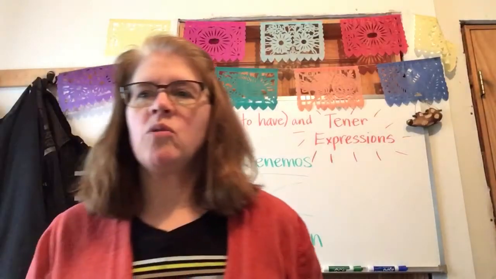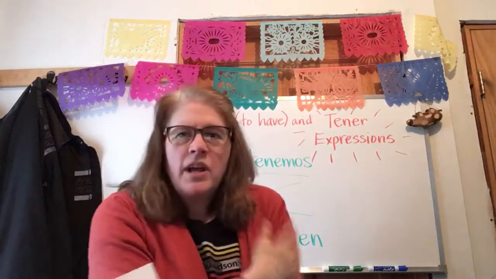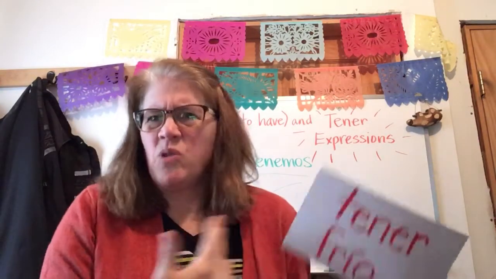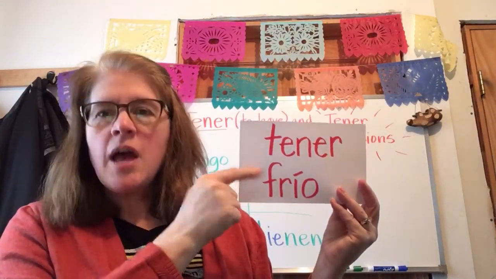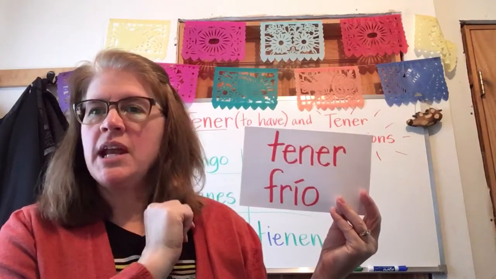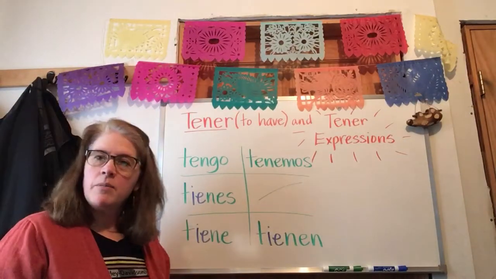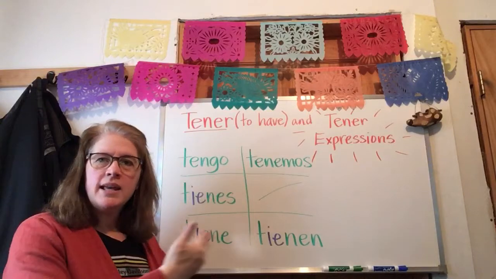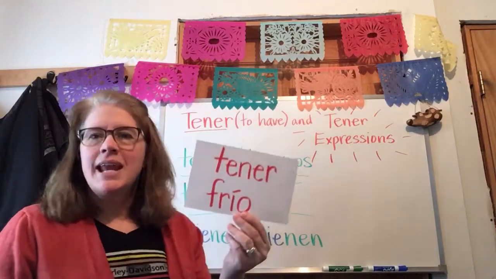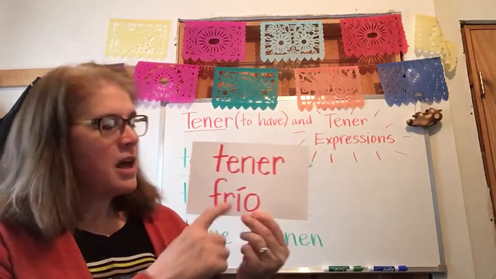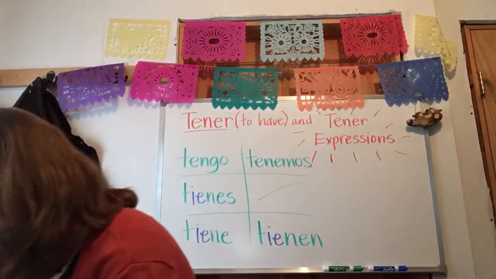So let's say my husband and I walk into a room and we're like, ooh, wow, okay, we're cold. We need to turn the heat up because we're cold. Well, then what we're going to do is use this expression, but we have to put it in the correct form, the verb tener. We can't just leave it in the infinitive form. So which one of these would we use if we're talking about my husband and I, we? It would be tenemos, correct, right? Tenemos frío. We are cold. Frío does not change. That's going to stay the same. The only thing that changes in the expression is tener, okay?